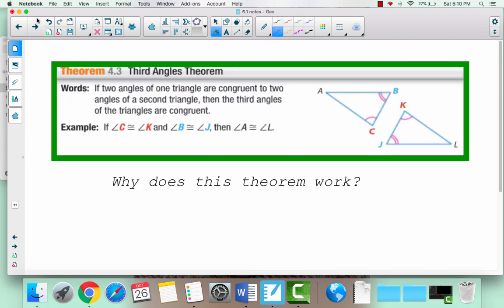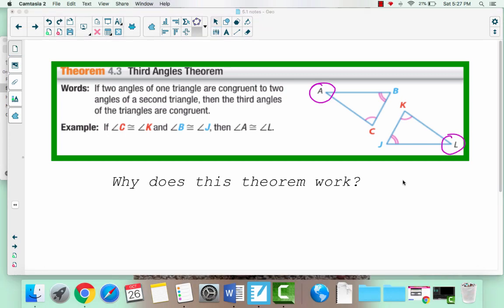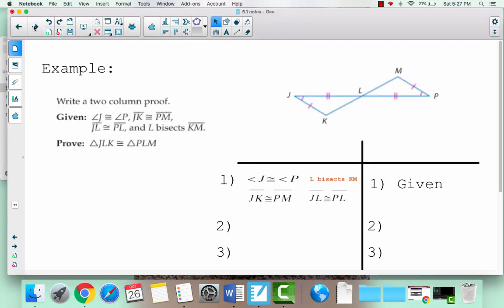The last theorem that you want to know for this section is the third angles theorem. This is really helpful if you don't have everything given to you. It says if you have two angles of a triangle that are congruent to two angles of a second triangle, then the third angles of the triangles have to be the same. Here they've marked that C and K are equal measures, and B and J are equal measures. Since we have two pairs, angle A would have to be congruent to angle L.